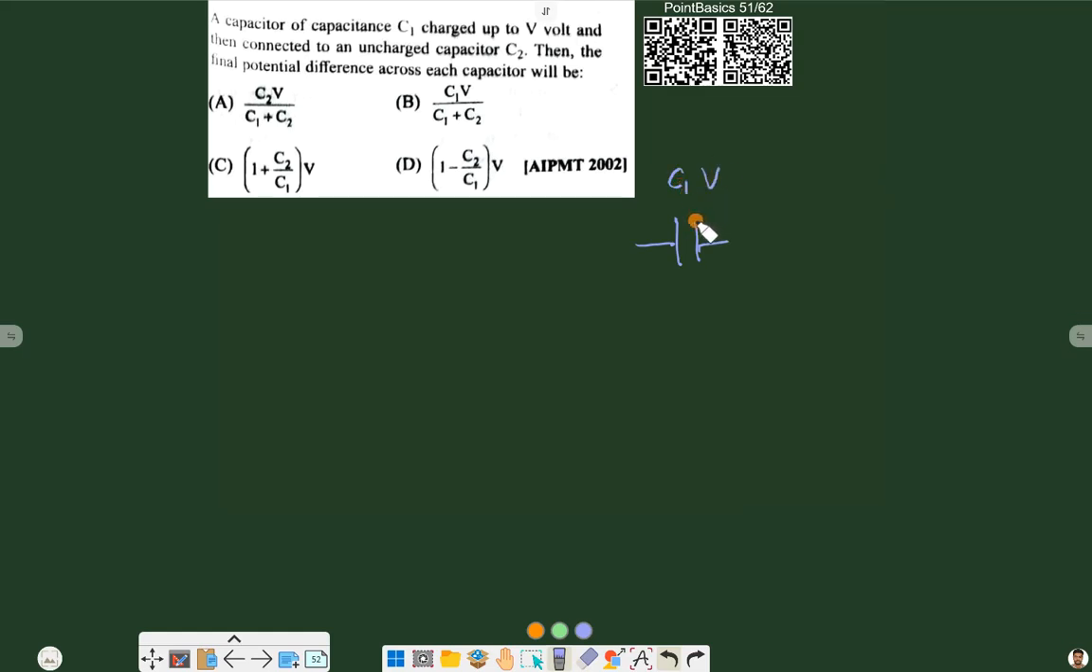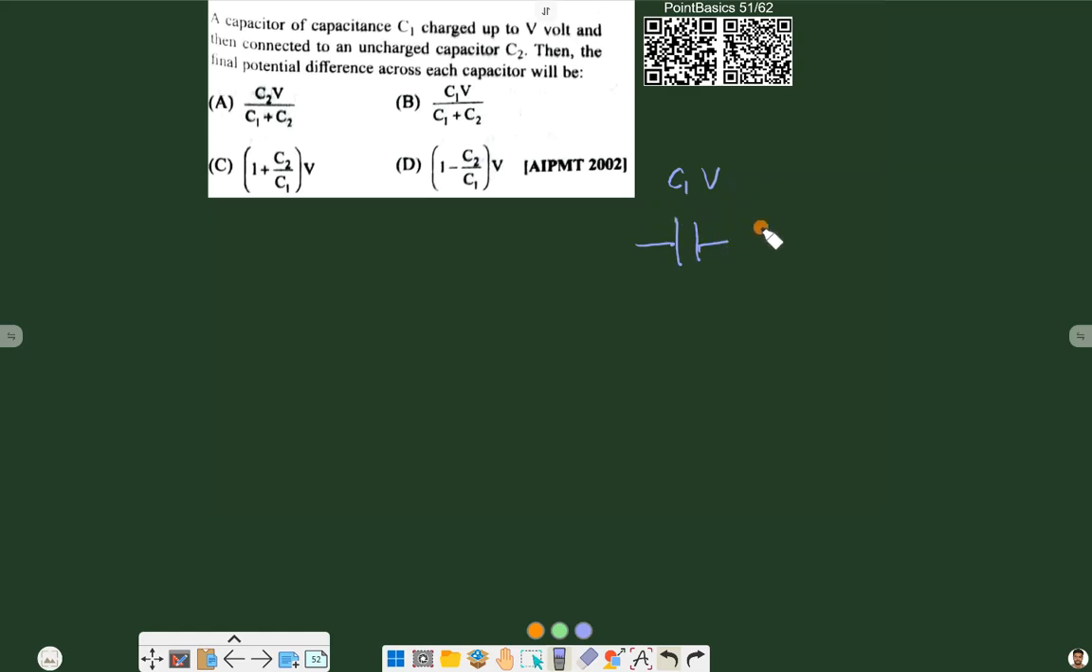Now, as it is mentioned that it is charged by potential V, it is a common assumption that after charging it, the battery is disconnected. Because if the battery is not disconnected and we connect another capacitor with it, then the potential will stay the same, because the battery is connected. Potential can only change if we have disconnected the battery. So as per our assumption, we assume that the battery is disconnected after fully charging it.